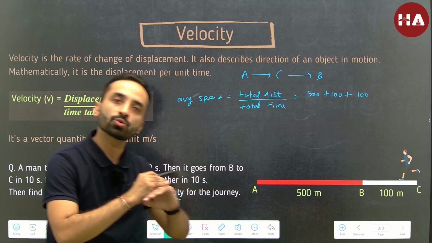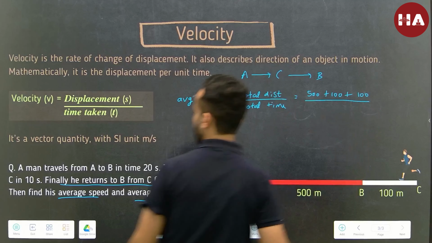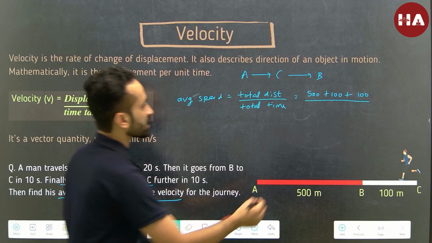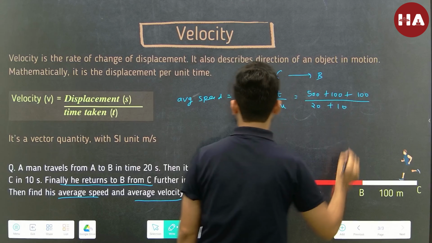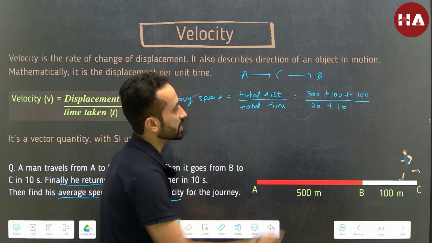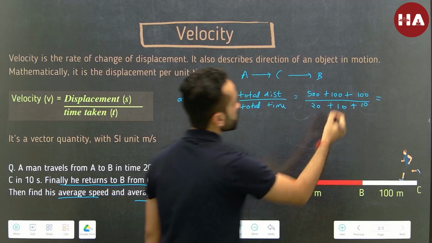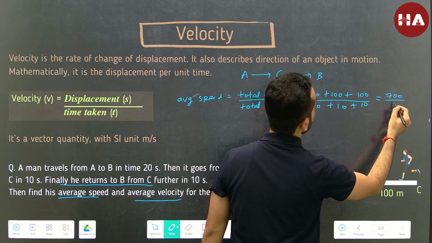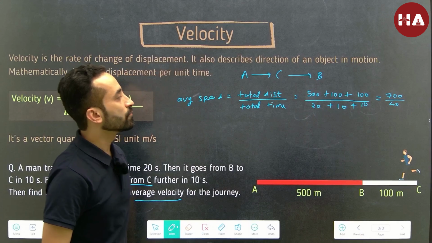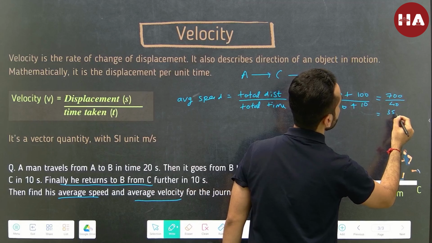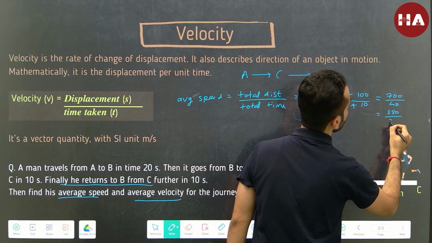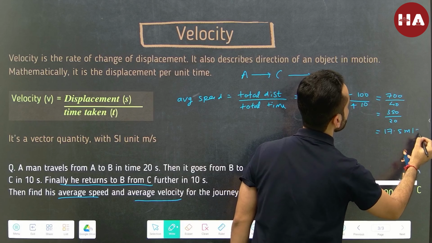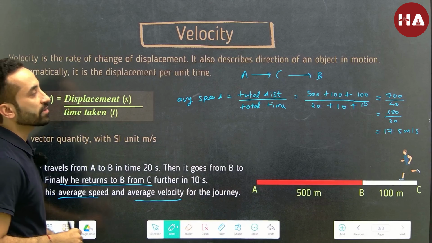So total distance is the total length of path divided by the time. So what is the time? A to B he travels in 20 seconds, then he goes from B to C in 10 seconds. So 20 plus 10, and then further it takes 10 seconds to come back to B. So 10. So it is going to be 700 divided by 40. 700 divided by 40, that is 350 divided by 20. So that is going to be 17.5 meter per second.